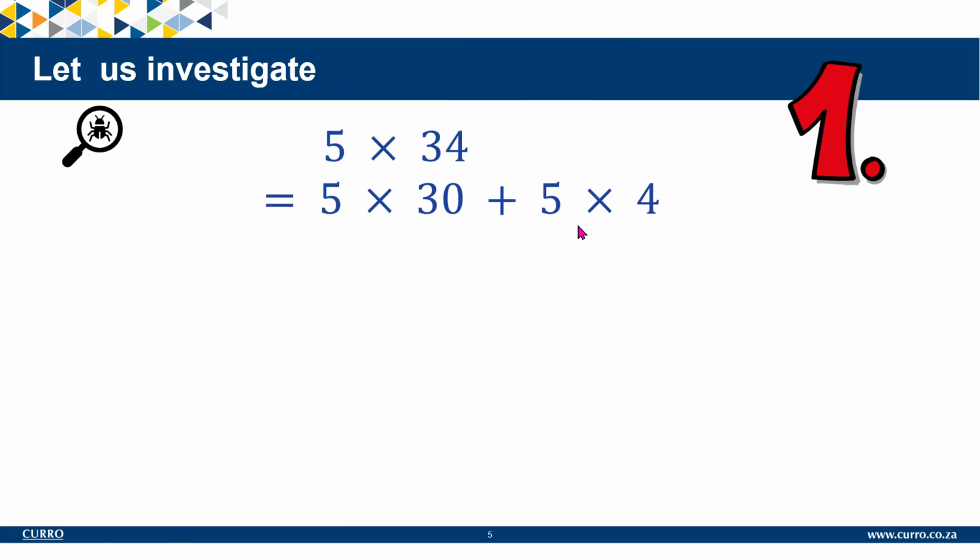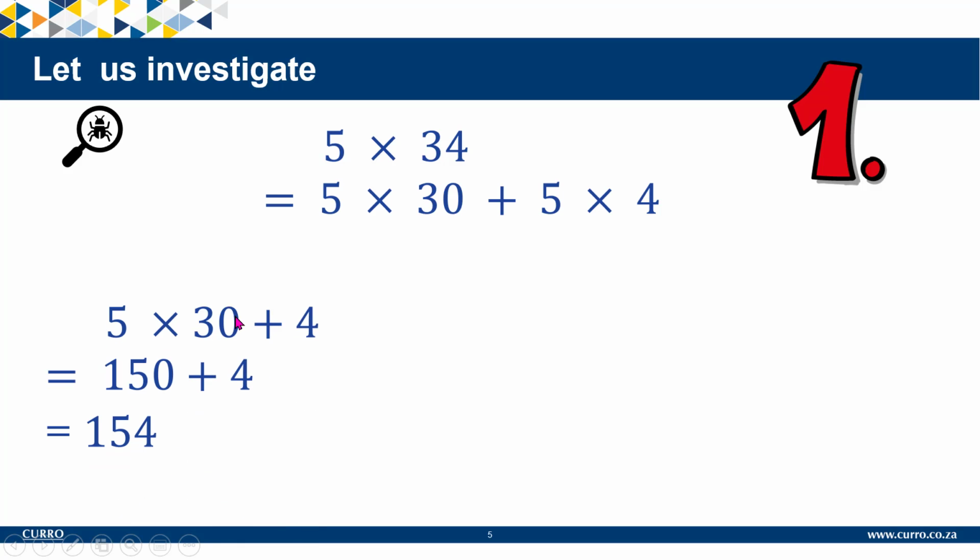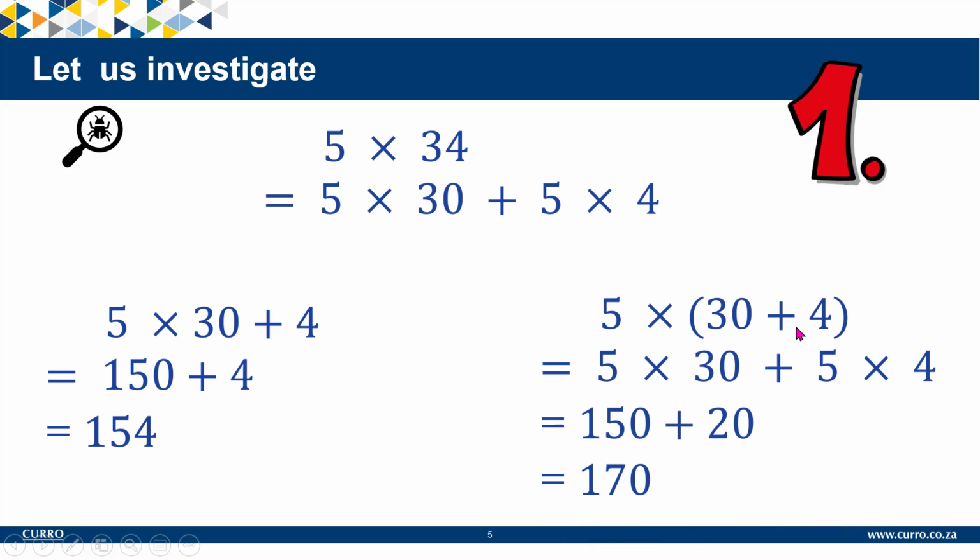5 times 34. We can break that 34 into 30 and 4, and then we can multiply the 5 by the 30 and the 5 by 4. That is 150 plus 20, which is then 170. Just be careful. If we break it up, we have to write brackets around the 30 and the 4. Otherwise, order of operations states that you must first multiply, which is 150, and if you then add 4, it gives 154. So therefore, the brackets.